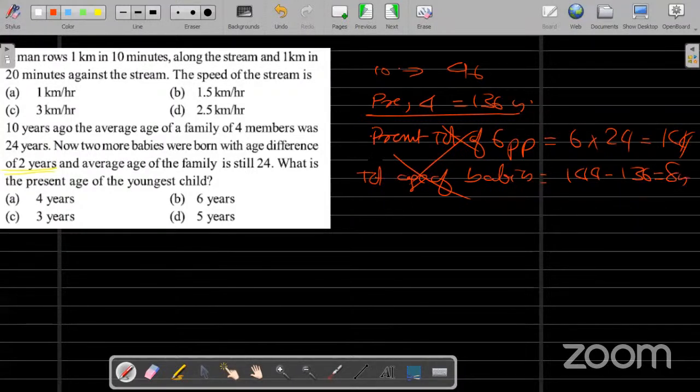The babies are born at an interval of 2 years. So let the age of the younger one be X. The elder one will be X plus 2. So X plus X plus 2 equals 8, which gives you X equals 3 years. That is the answer to the question. Option C is the answer. Hope that is clear to you.